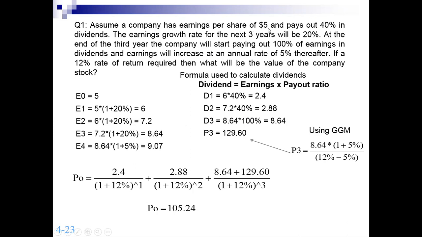The earnings per share for the company is 5. With the earnings I'm giving here, the payout is 40%. It means that the company is not paying the entire earnings. The company is paying only 40%. So from this information, I successfully calculated how much dividend the company should pay in the coming years, D1, D2, and D3, and then we calculate the answer with this.